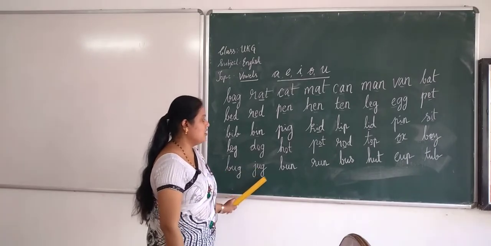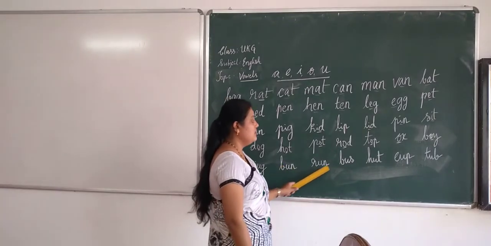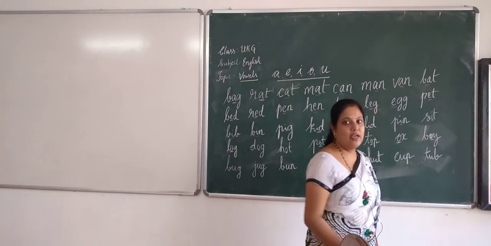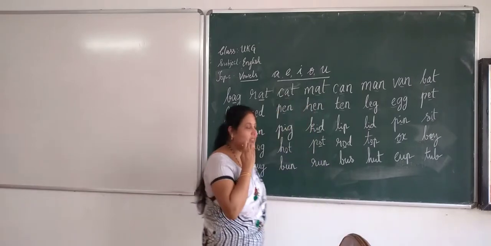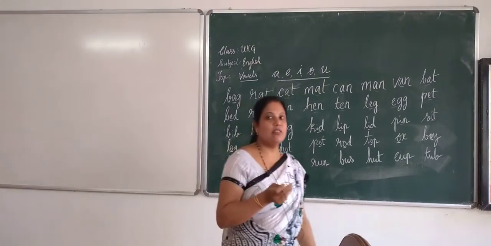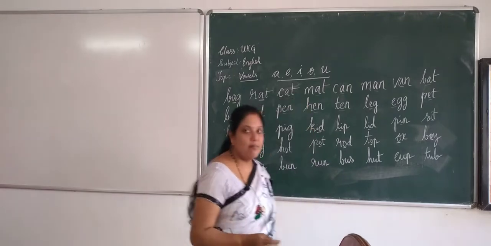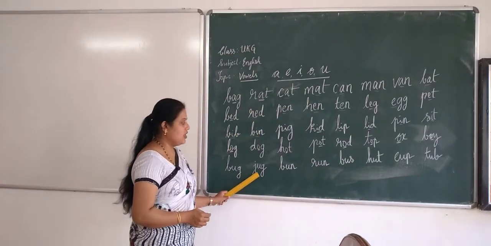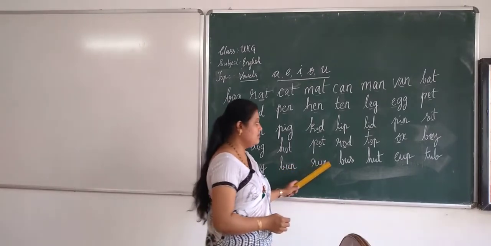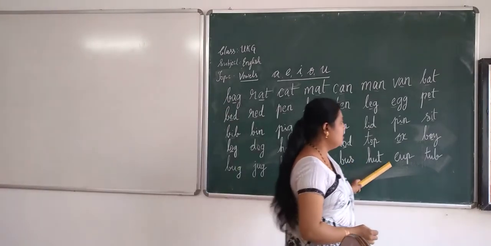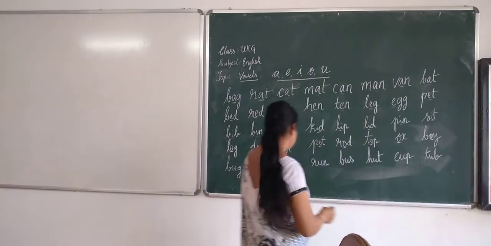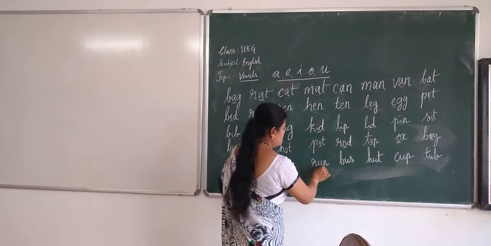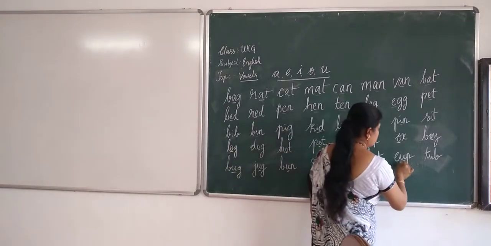See the next one. What is that? Bug, jug, bun, run, bus, hut, cup, tub. What is the U sound? U is always making the sound as in umbrella. Bug, jug, bun, run, bus, hut, cup, tub. Everywhere you find U, right?